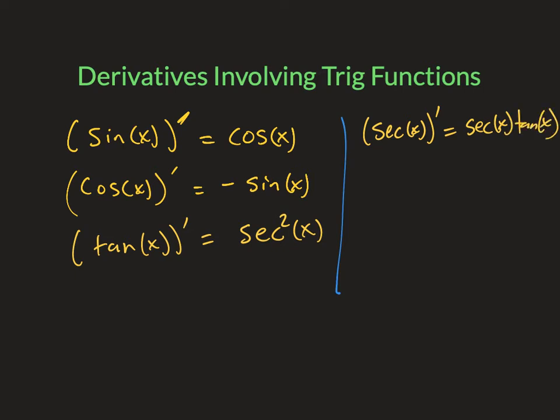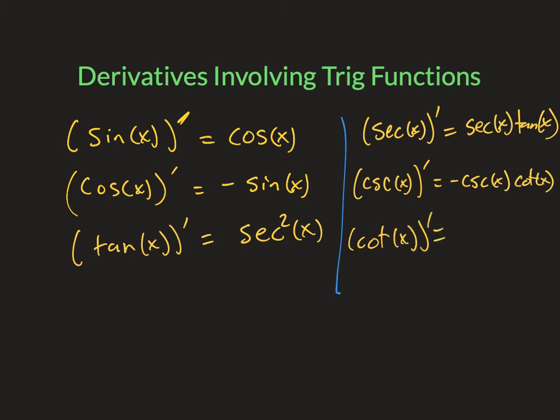And I'm not going to fit that in very well, am I? I didn't leave enough space for myself. The derivative of cosecant of x, oops, I spelled that one wrong. The derivative of cosecant of x is negative cosecant of x, cotangent of x. And the derivative of cotangent of x is negative cosecant squared of x.